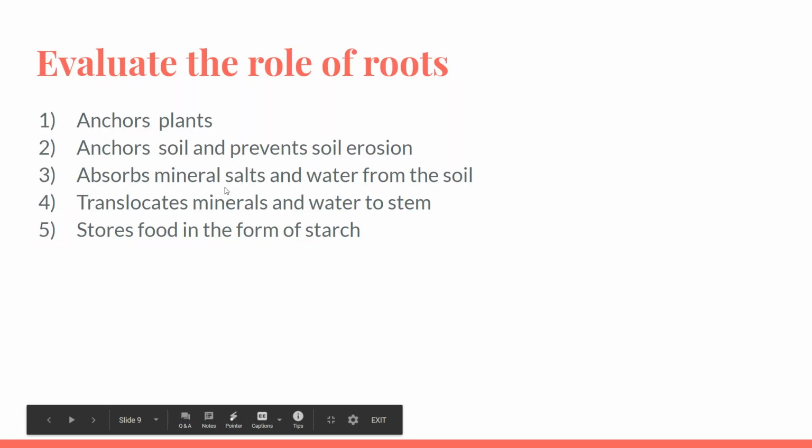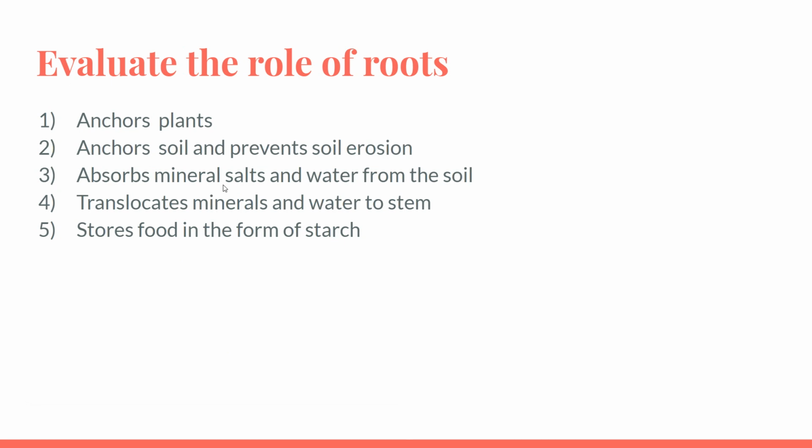Now you also need to know the roles of root. So root anchors plants, root anchors soil, and that can prevent soil erosion as well. Root absorbs mineral salts and water from the soil, and once it absorbs mineral salts and water, then it translocates mineral salts and water to the stem as well.